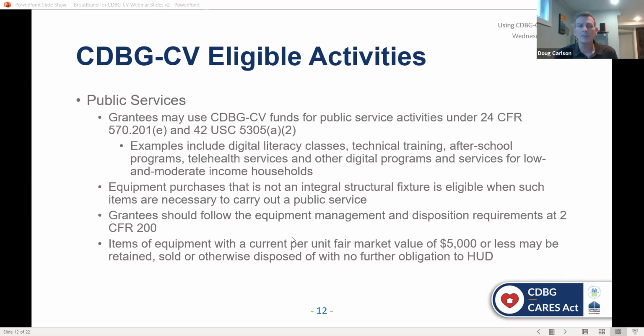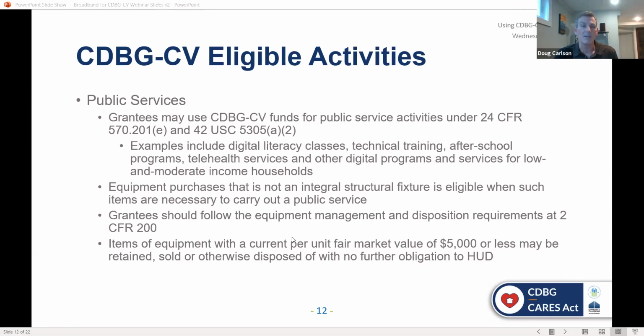Remember that with public services, part of carrying out a public service could be the purchase of equipment that is related to that public service. So if you think about some form of connectivity devices, laptops, other types of things, those can be purchased as part of the public service and part of the eligible activity. Those are eligible.